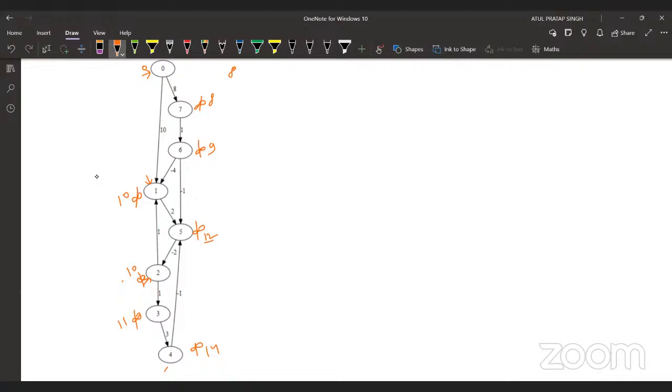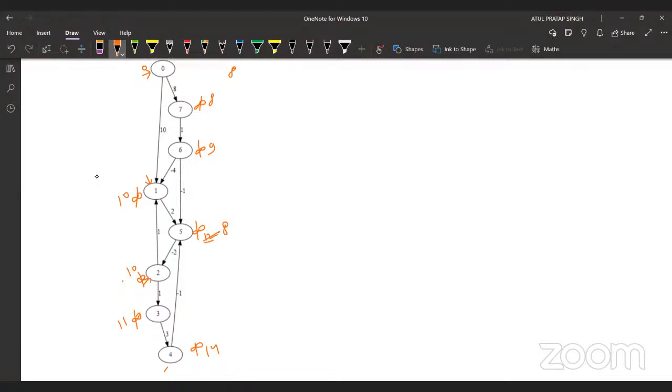Now 5 is 12. 12 minus 2, so this will remain the same. There is no change. And from 6, this is 9. 9 minus 1 is 8, so this time the value will be updated. This becomes 8 from 6. And if we see 7, 8 plus 1 is 9, so there is no update. This is the result from the second cycle.